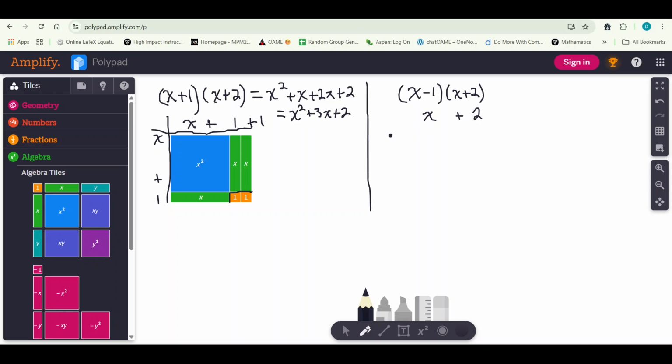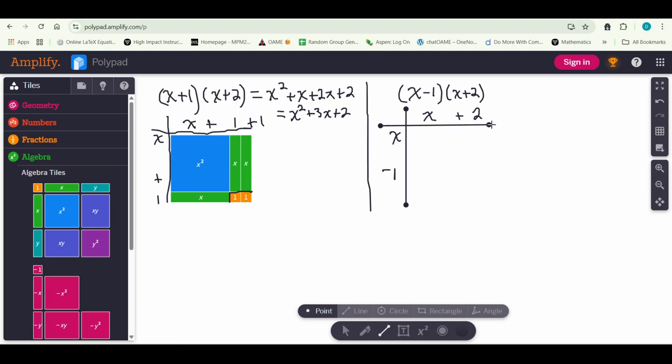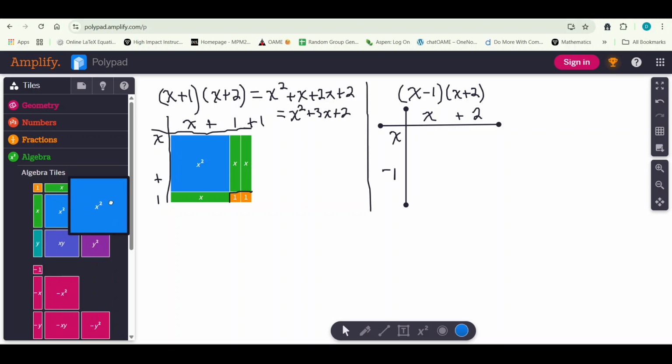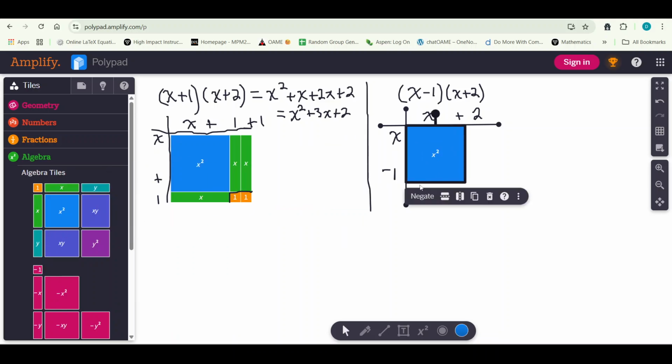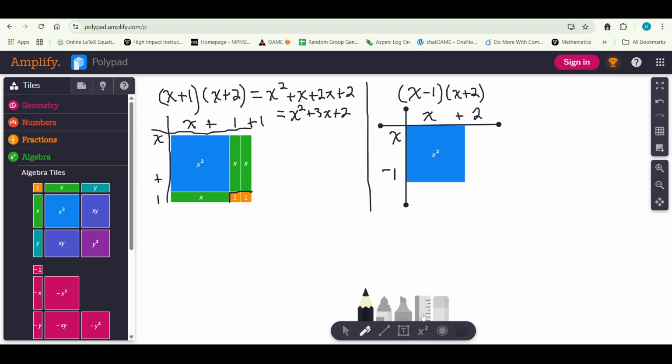We'll have x plus 2 along the one side. We'll do an x minus 1 along the other side. And I'm just going to draw lines in here just to help us build. So our first little box here will be x by x. That's going to be an x squared. And I might need to adjust my numbers a little bit here. Just slide this one down a little bit further.